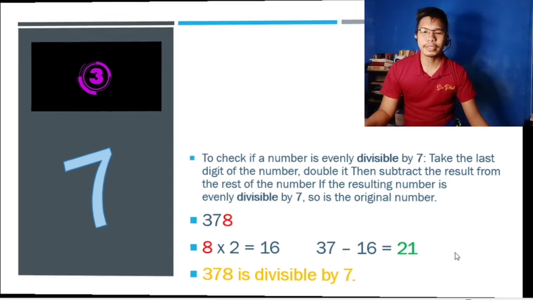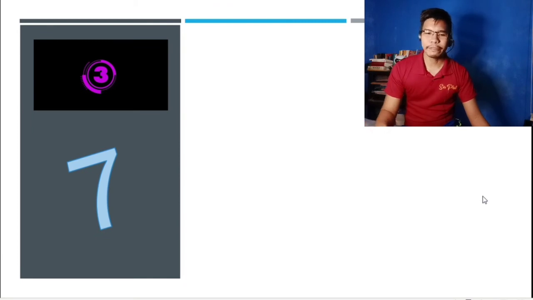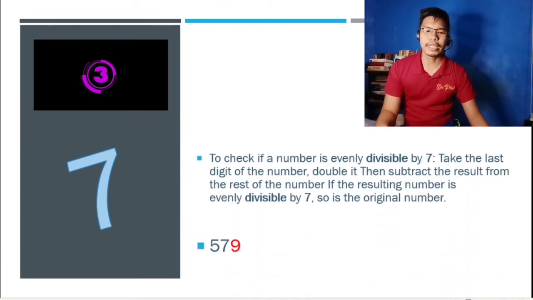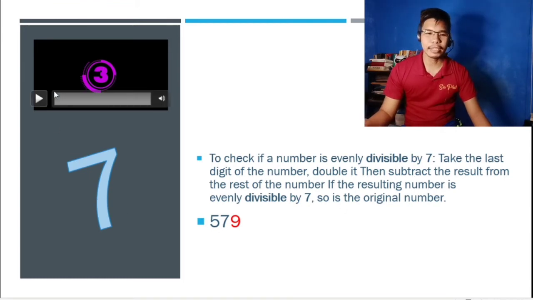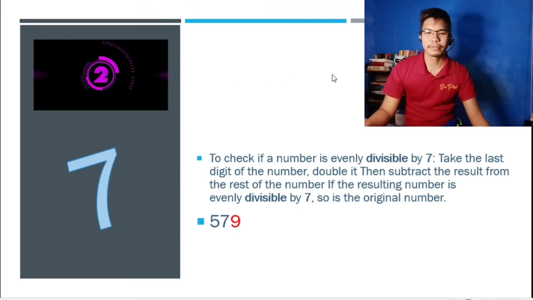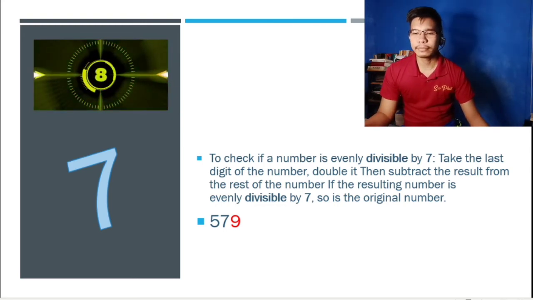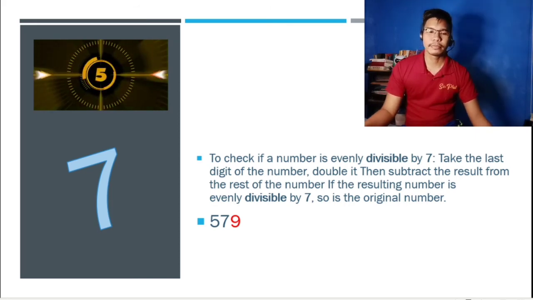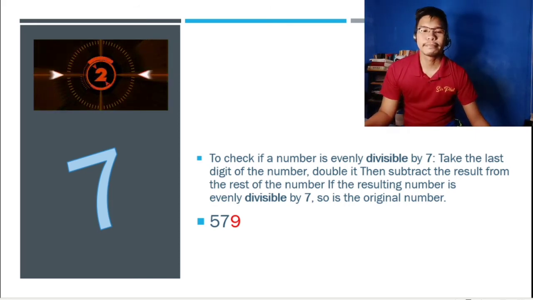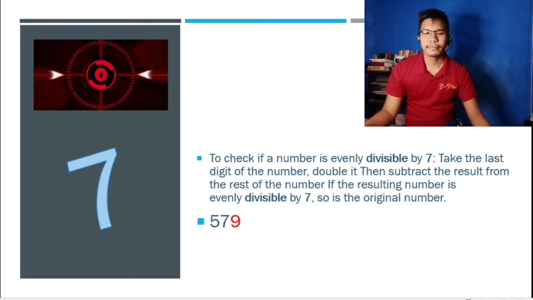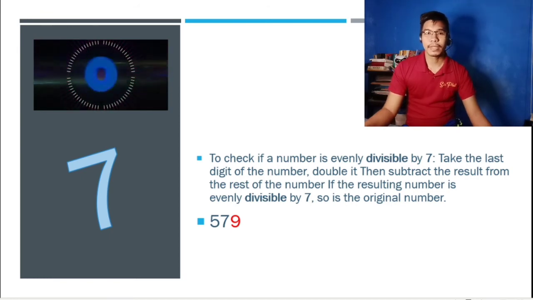Let us now determine the next example if it is divisible by 7. So we are given 579. I'll give you 10 seconds to determine whether 579 is divisible by 7 or not. And your time starts now. 10, 9, 8, 7, 6, 5, 4, 3, 2, 1, 0. Time is up.